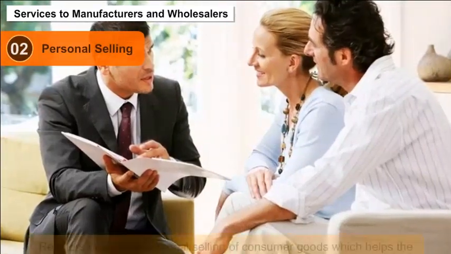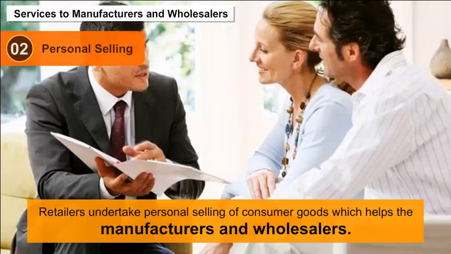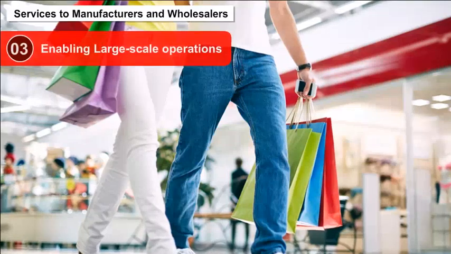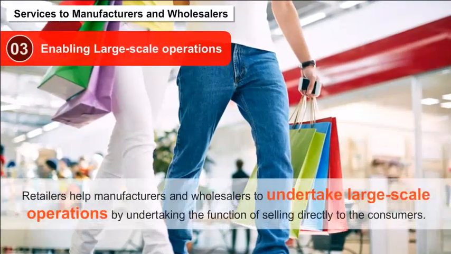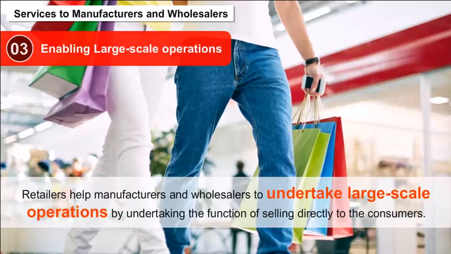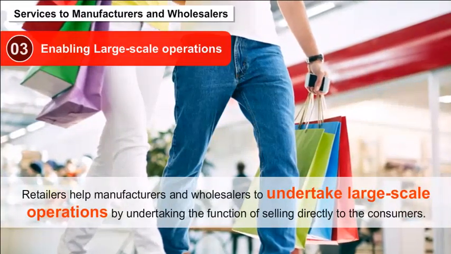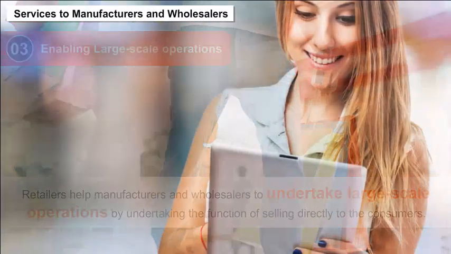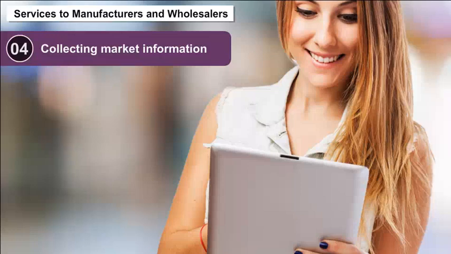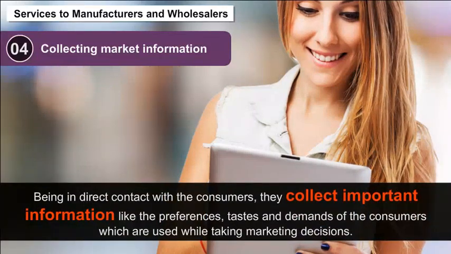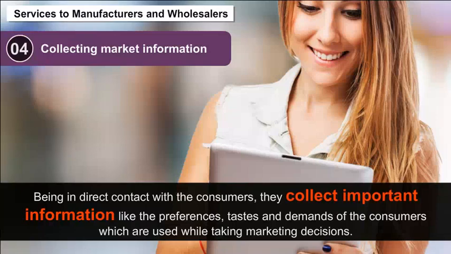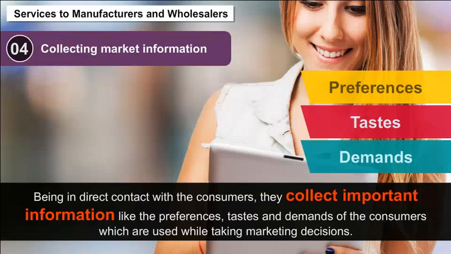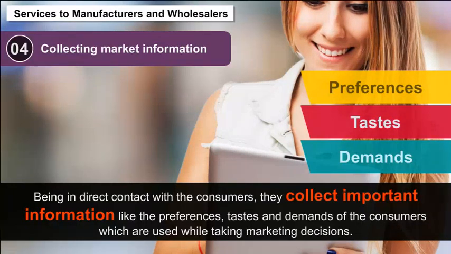Personal selling. Retailers undertake personal selling of consumer goods which help the manufacturers and wholesalers, enabling large-scale operations. Retailers help manufacturers and wholesalers to undertake large-scale operations by undertaking the function of selling directly to the consumers. Collecting market information. Being in direct contact with the consumers, they collect important information like the preferences, tastes and demands of the consumers which are used while taking marketing decisions.